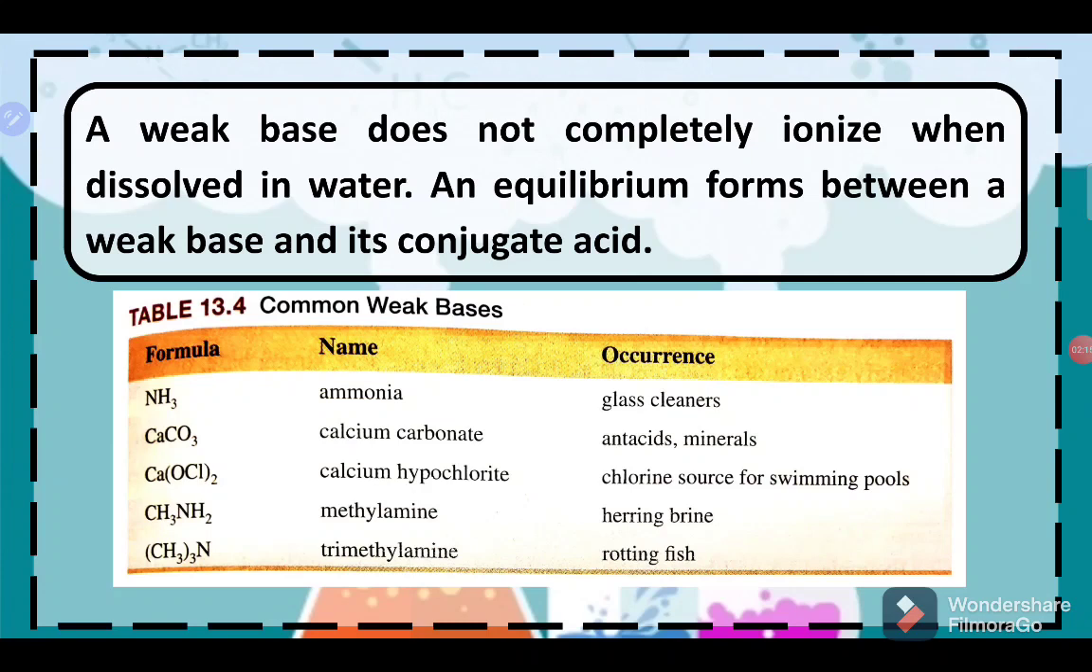Next, a weak base does not completely ionize when dissolved in water. An equilibrium again forms between a weak base and its conjugate acid. Now, we have here the table which consists of common weak bases. So as you can observe, weak bases and acids do not completely ionize when dissolved in water, but instead they form an equilibrium between their conjugate acid and base pairs.